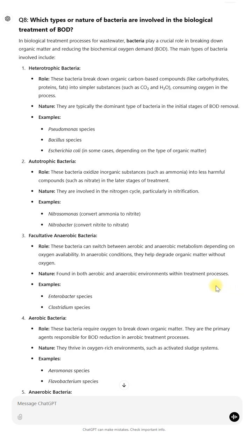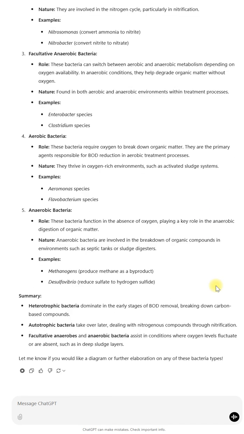5. Anaerobic bacteria. Role. These bacteria function in the absence of oxygen, playing a key role in the anaerobic digestion of organic matter. Nature. Anaerobic bacteria are involved in the breakdown of organic compounds in environments such as septic tanks or sludge digesters. Examples: Methanogens, produce methane as a byproduct. Desulfovibrio, reduce sulfate to hydrogen sulfide.